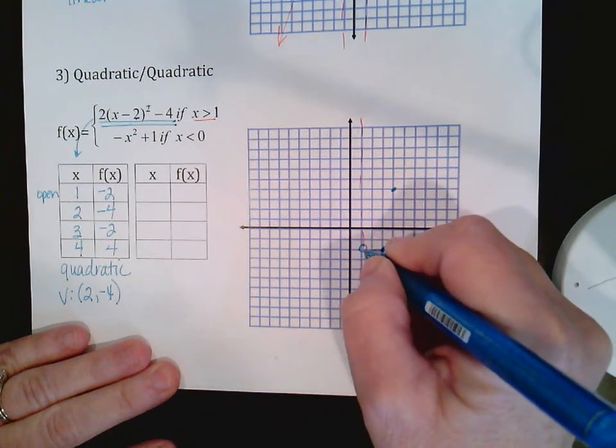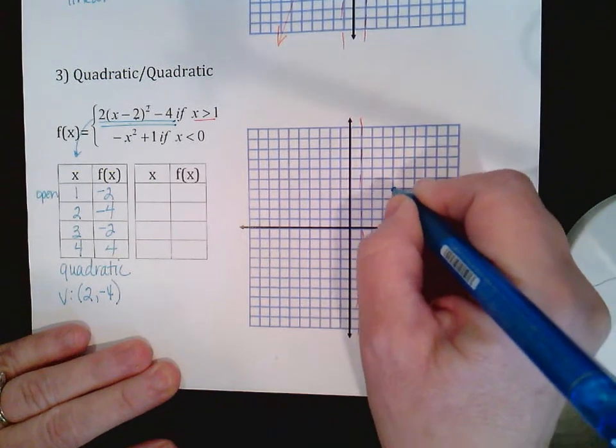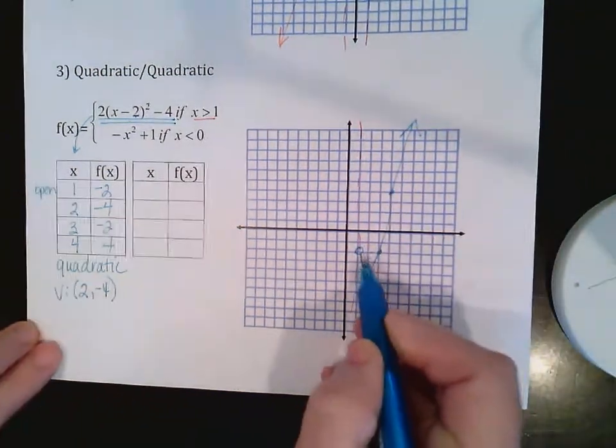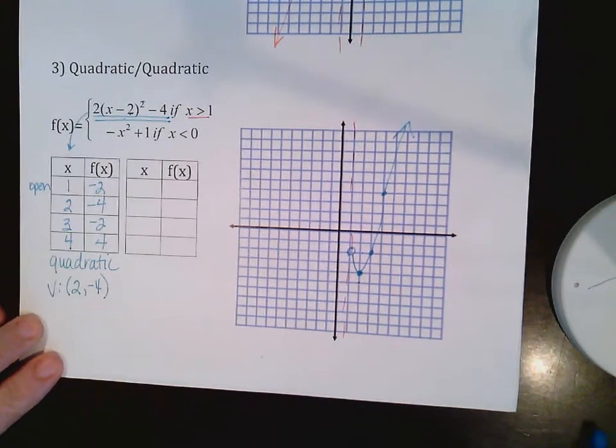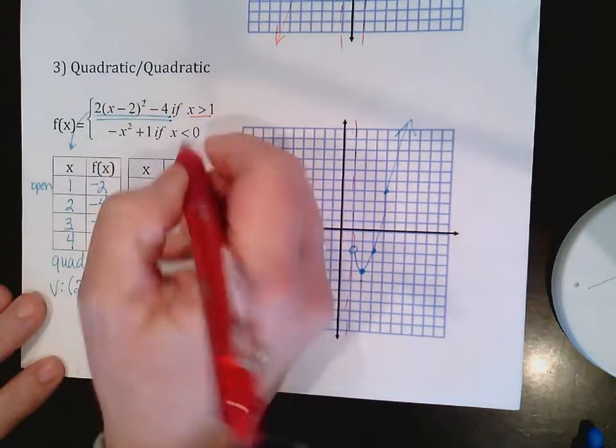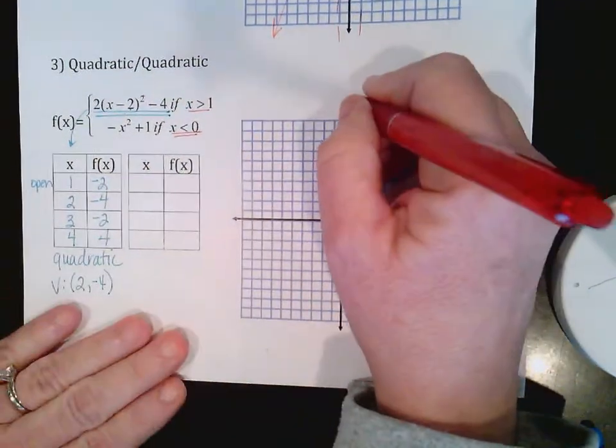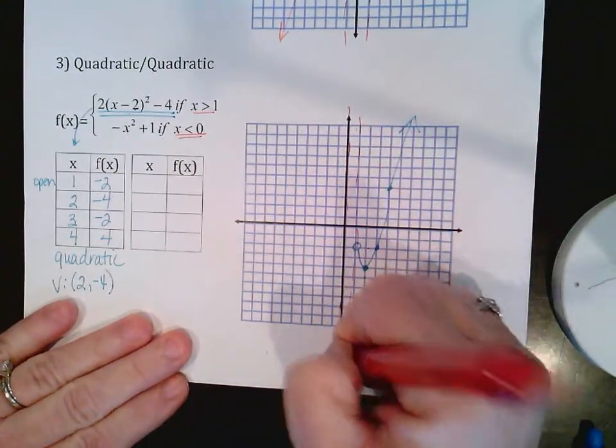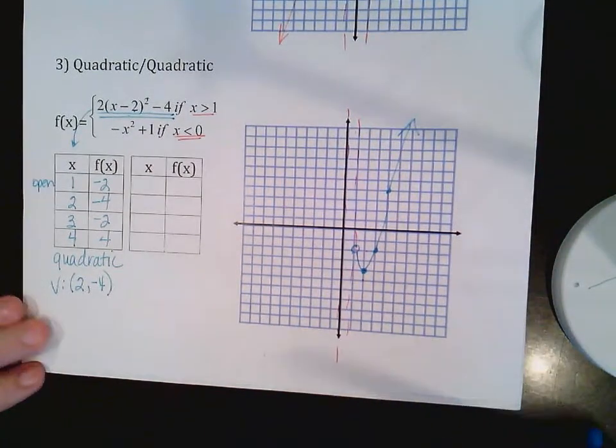So this goes from here, it goes down, circles around the vertex, and is going up to the edge. Okay, but it doesn't go past that domain restriction. My domain restriction here is less than 0, so this time that axis is my wall.